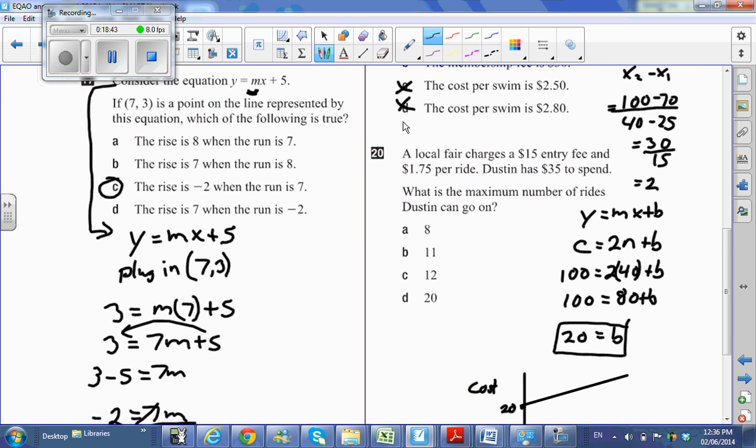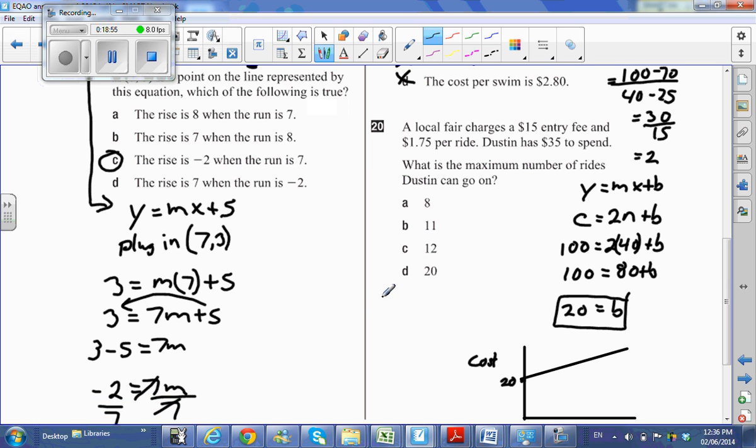Okay. Similar type question. A local fair charges a $15 entry fee and $1.75 per ride. Dustin has $35 to spend. What's the maximum rides he can go on? So the cost in this case, maybe I'll just switch colors so we can keep it separated from the one we just did a minute ago. So it's a $15 initial fee. That's like my y-intercept, and $1.75 per ride. That's my slope or my rate of change. So it's going to be 1.75 n for number of rides, and then plus 15.